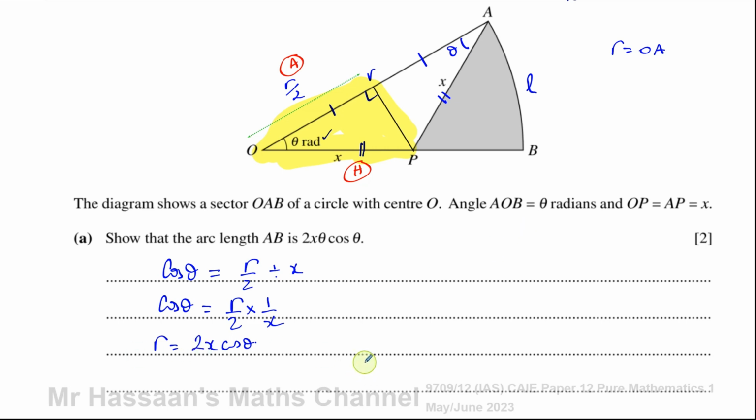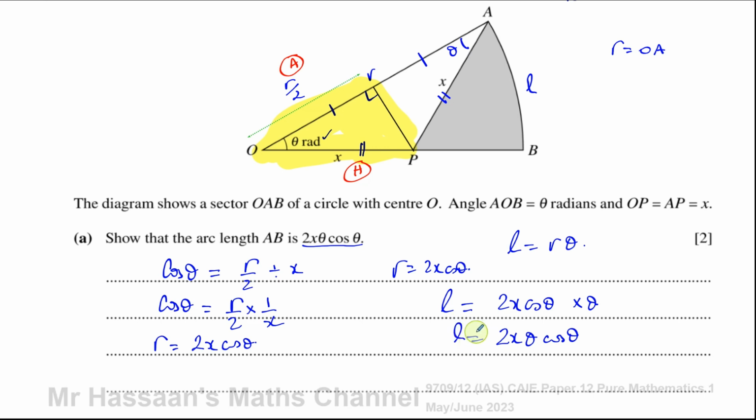So that's what r is equal to in terms of x. We know the length of the arc is equal to r times theta, and the radius is 2x cosine theta, and the theta is just theta. So the length of the arc is 2x cosine theta times theta. You end up with 2x times theta times the cosine of theta, which is exactly what we had to show. So that's the answer to part A.